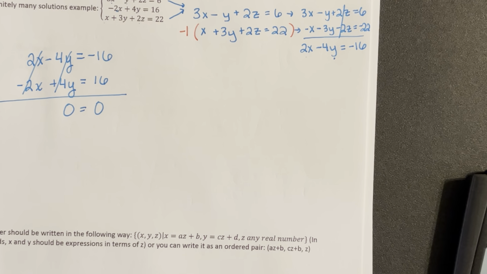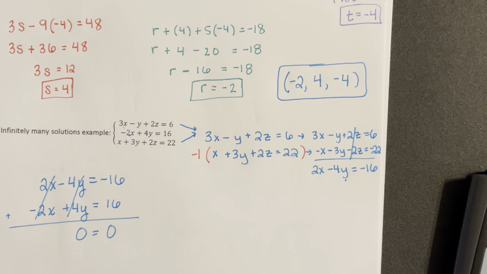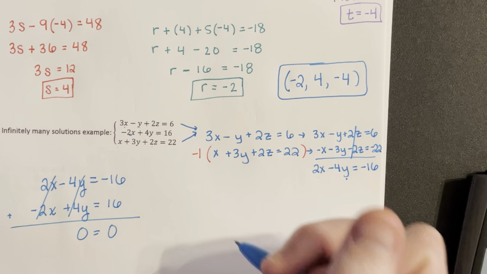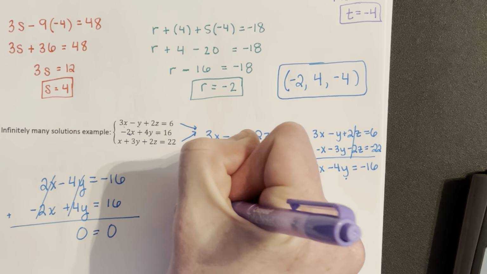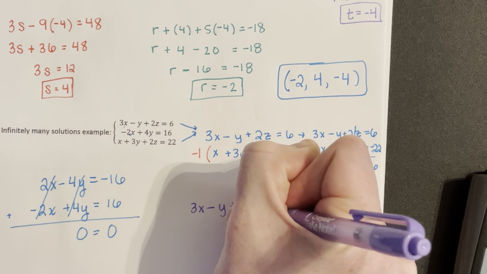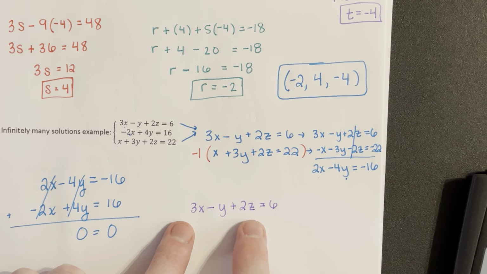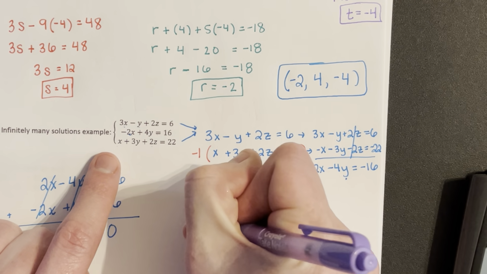So if z is just z, I want to take this expression and solve it out. So let's do it in a different color. 3x minus y plus 2z equals 6. The only way for me to get this y in terms of z is to eliminate our x's. So I actually have to do some more work again.